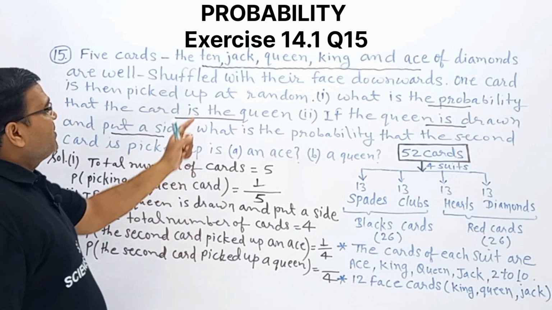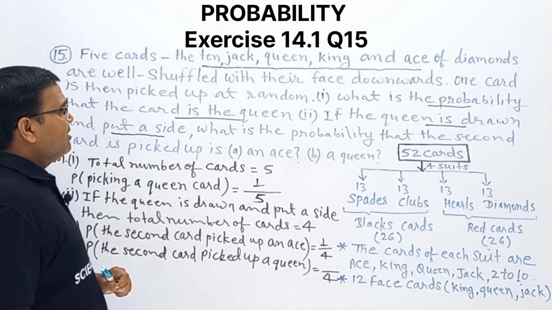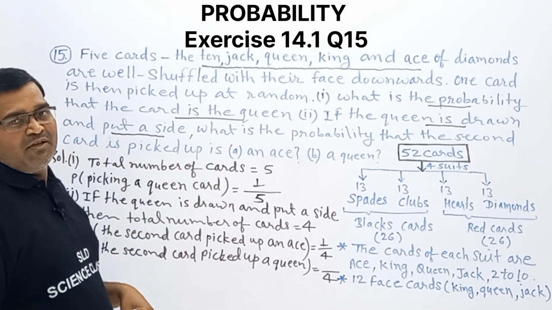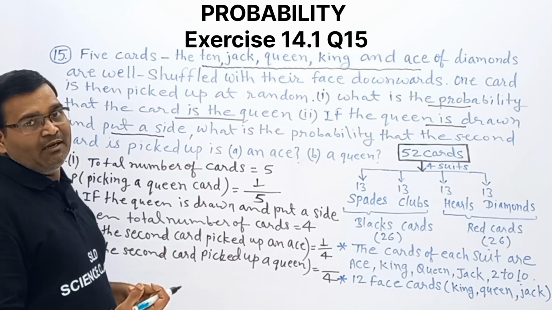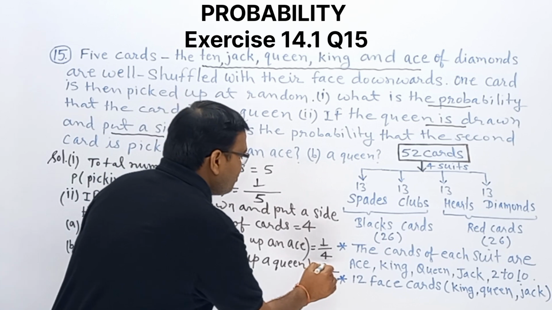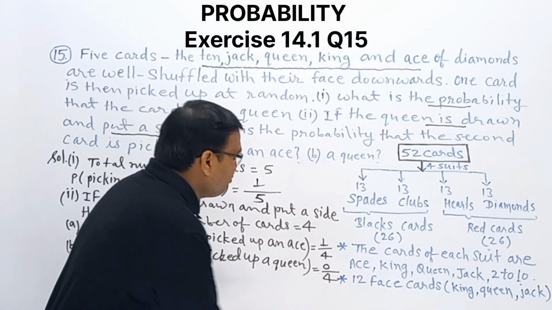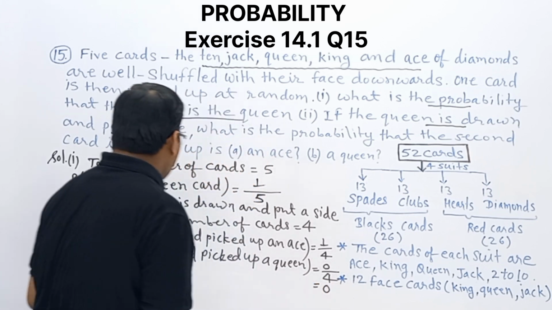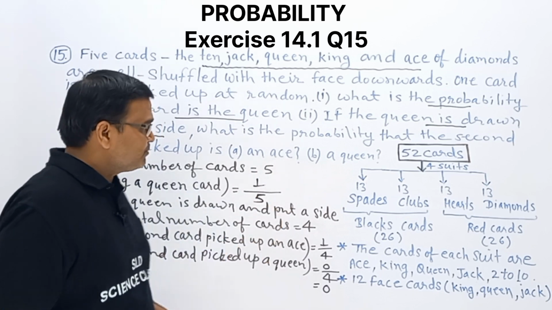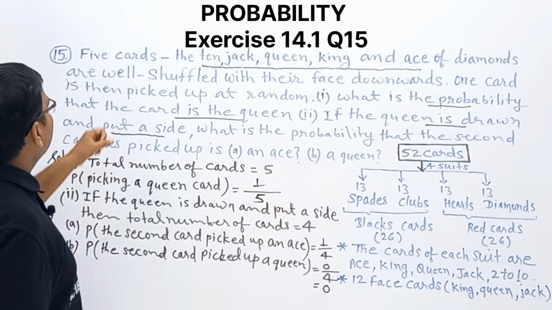Queen. But once the queen is drawn and put aside, in these cards we do not have a queen. Then how will we pick up a queen? So in these 4 cards there is no queen. So the number of favorable outcomes will be what? 0. 0 upon 4 will be what? 0. So the probability that the second card picked up is a queen will be what? 0.